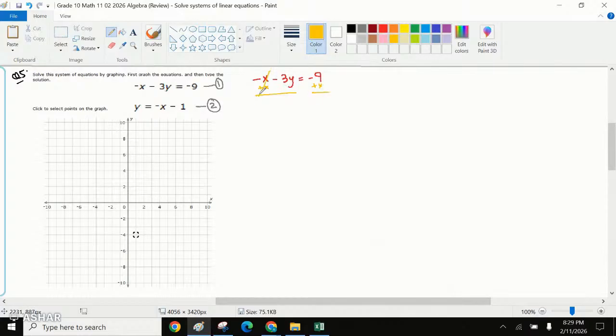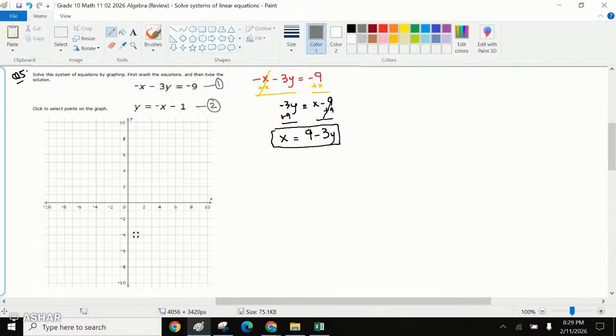And this becomes minus 3y is equal to x minus 9. Can we add 9 on either side? We are just trying to make x the subject, one of the variables the subject. So it comes out to be x equals 9 minus 3y, equation number 1.